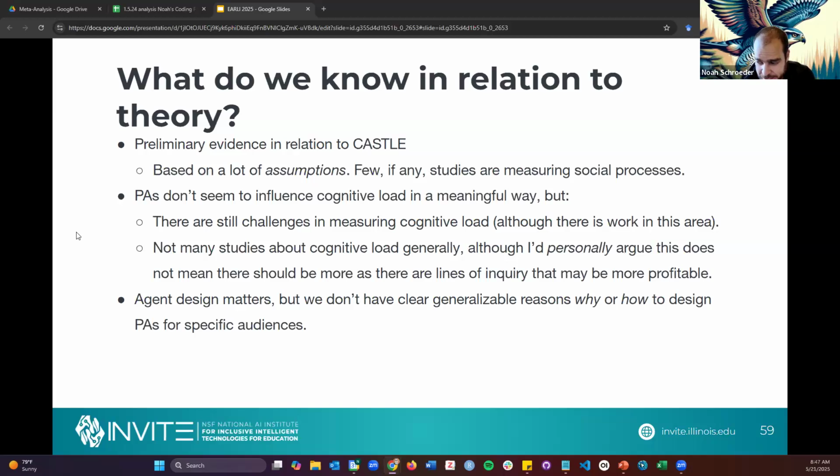So last but not least, we know that agent design matters, but we still have no real reason why or how. It's sad to say that out loud after doing so many reviews and looking at so many studies, but we know that students have preferences for agents, but it was really contextualized in each individual study. There are a lot of interrelated factors. So we can't just say design an agent as a peer and it's always going to work. We don't have those types of generalizable conclusions.